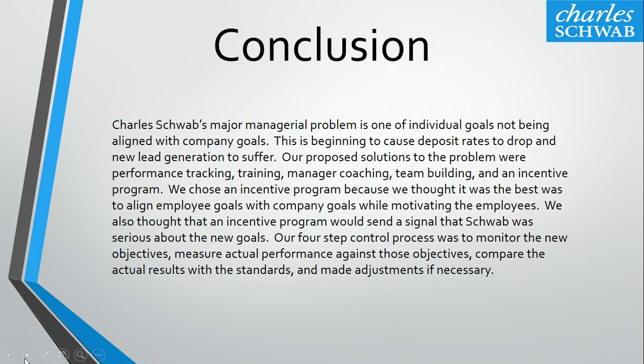In conclusion, the major managerial problem that we identified within the company was one of goals not being aligned, shifting performance targets, and conflicting objectives. And of course, these objectives were starting to affect the company's bottom line with lower deposit rates and new leads generated. We had 5 proposed solutions to this problem, and the first was performance tracking. By tracking employee performance using specific metrics, it would bring to light this problem and allow it to be solved. The second proposed solution was training, and with better trained employees, these employees would perform better, be able to identify problems better and solve them on their own.